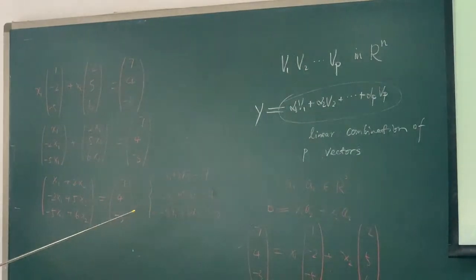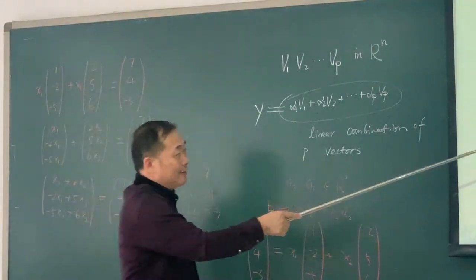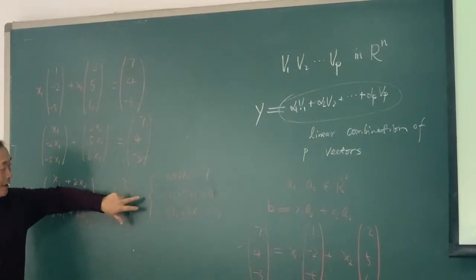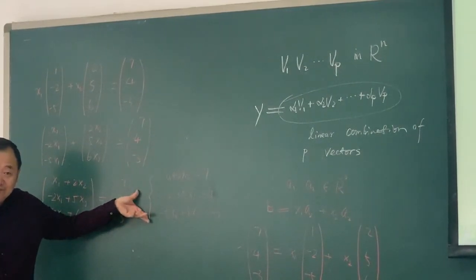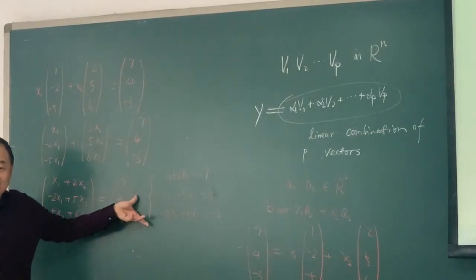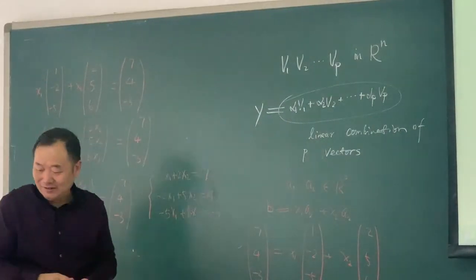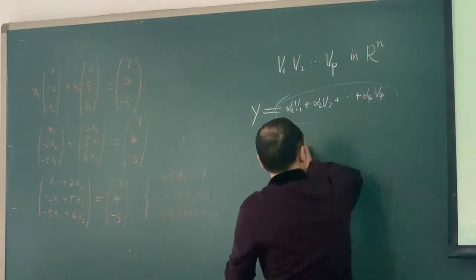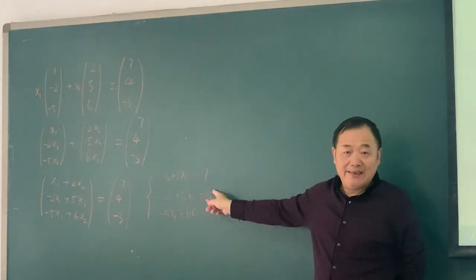The next step, we want to get x1 and x2 such that this equation holds. So, we need to get x1 and x2 from this equation. That is, we have to solve this equation. Now, how to solve this equation? Remember? How to solve? Okay. We review the solution from before. This is a linear system.